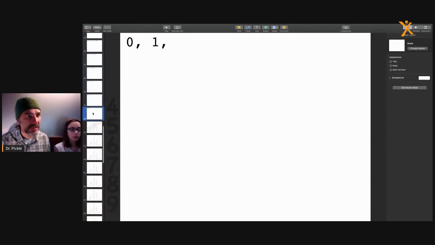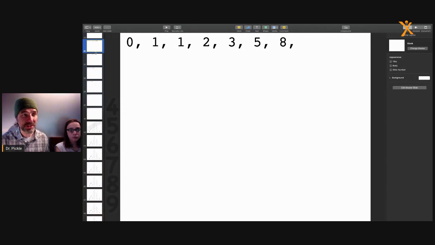Okay, so this is how the Fibonacci sequence works. So you start with 0 and 1, and then you go 0, 1, 1. So you're adding together the last two to get the next one. So 0 plus 1 is equal to 1. 1 plus 1 is equal to 2. 1 plus 2 is equal to 3. 2 plus 3 is equal to 5. 3 plus 5 is equal to 8.